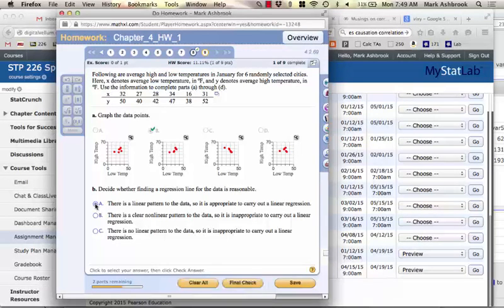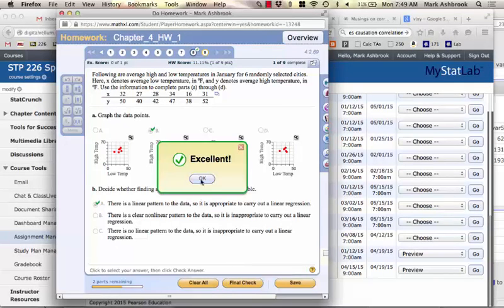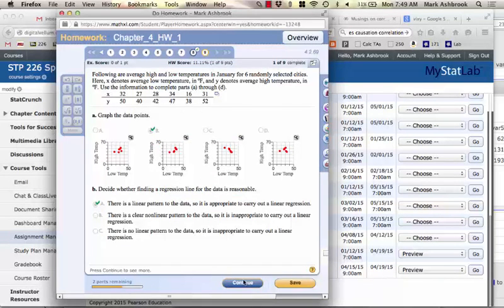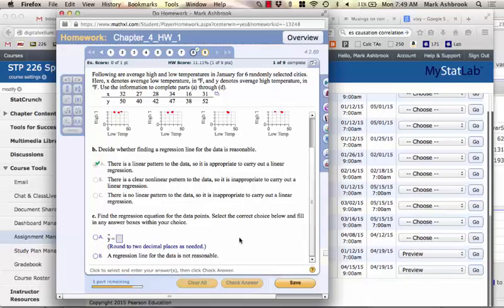All right, so let's just see. We think there is. Okay, and there is. So then we find the regression line, and we can go from there. Okay, anybody have a question on the homework?